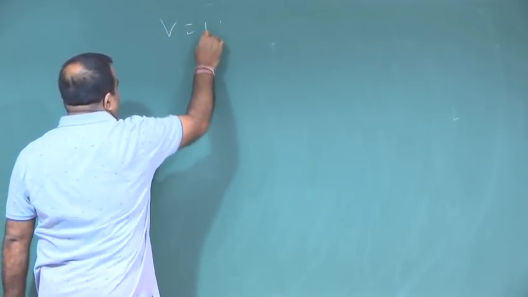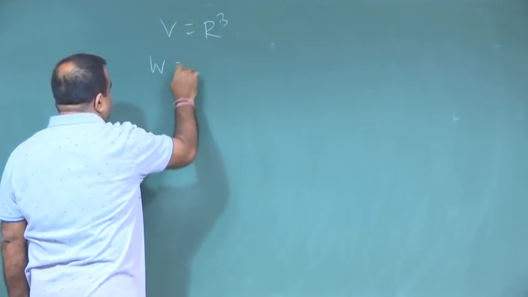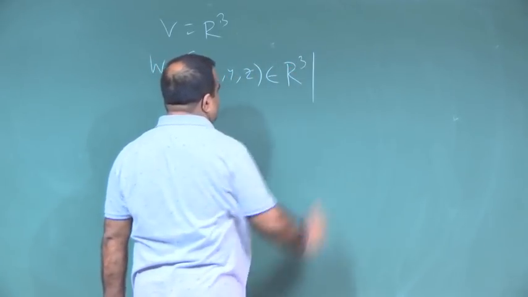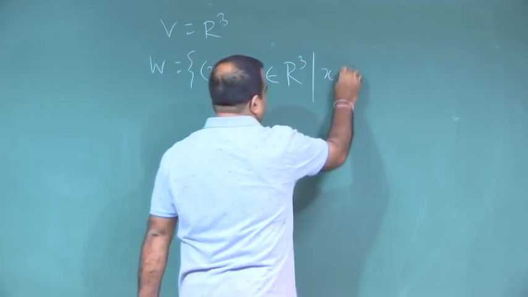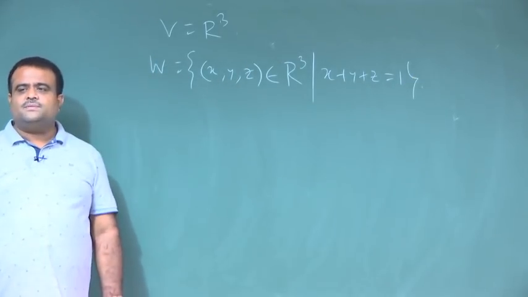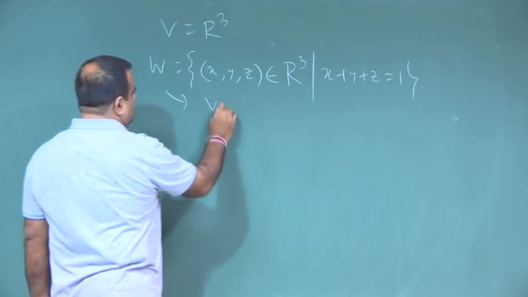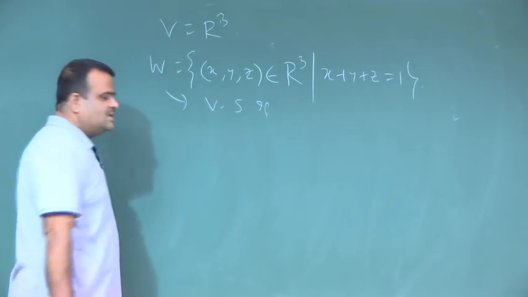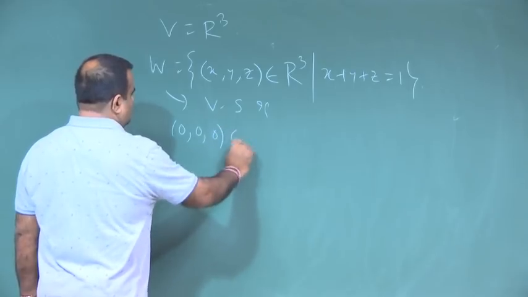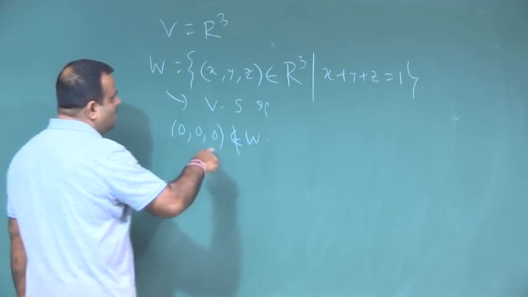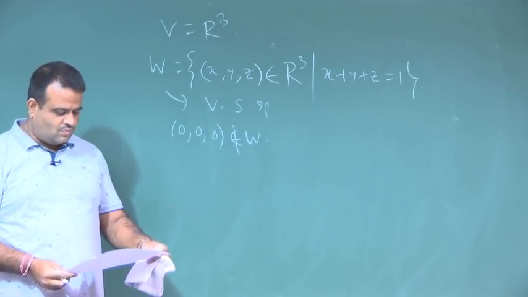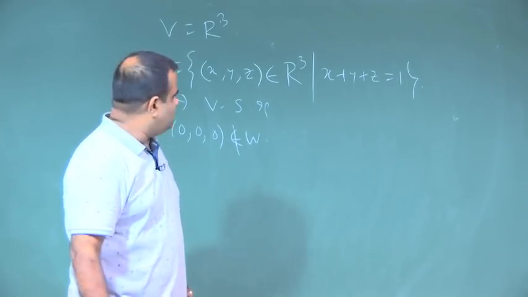So we take a vector space R 3. Now we take a W like this, which is a non-empty subset such that x plus y plus z is 1. Okay. Is W a vector space? I mean, is it a subspace? No, W is not a vector space because the identity element does not belong to W, because if we add it, the sum is not 1. So it cannot be a group, it cannot form a subgroup. So this is an example where this is not a vector space.